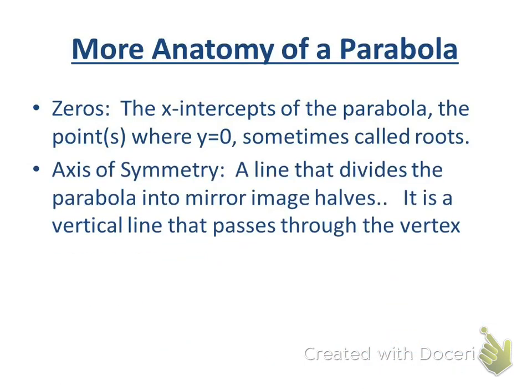More anatomy. Every parabola also has an axis of symmetry. The axis of symmetry is a line that divides the parabola into mirror image halves.